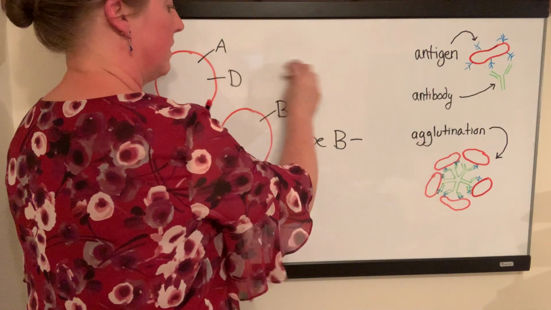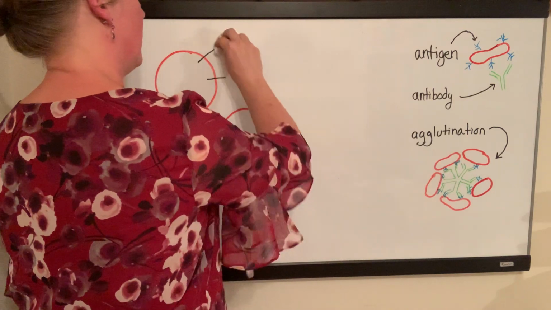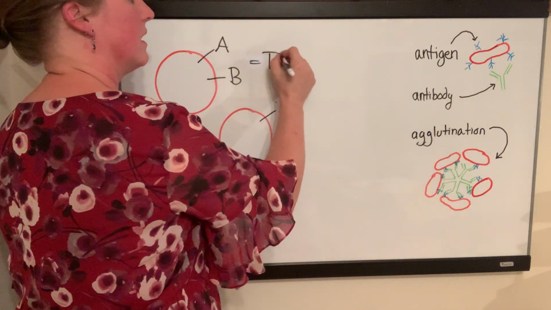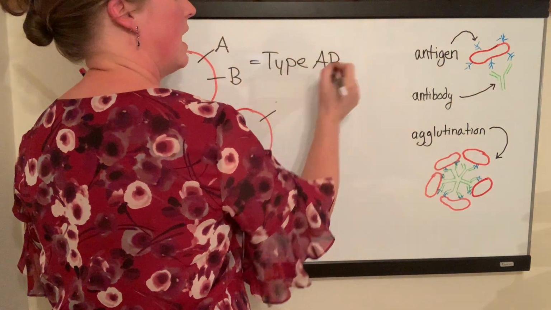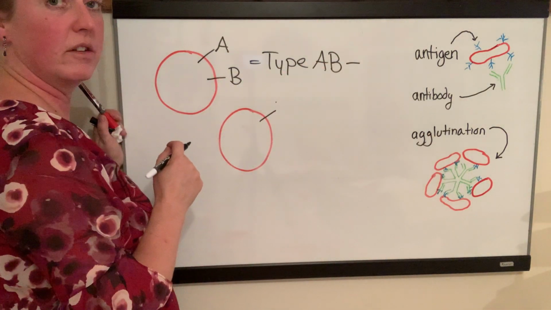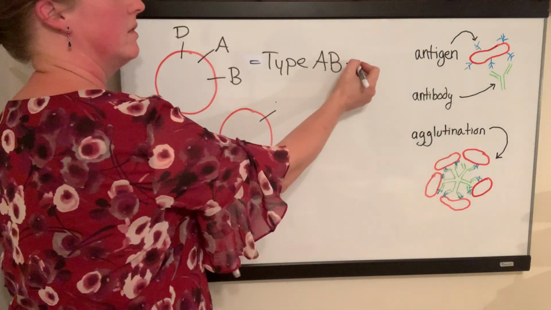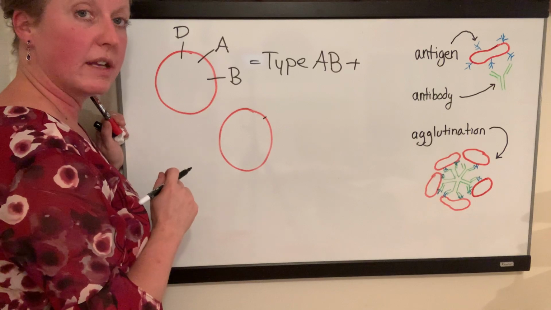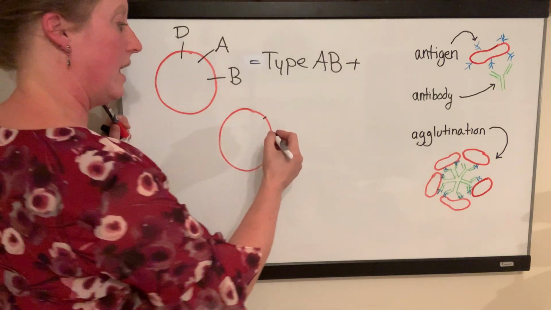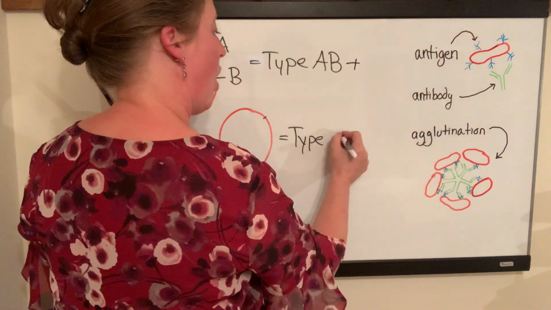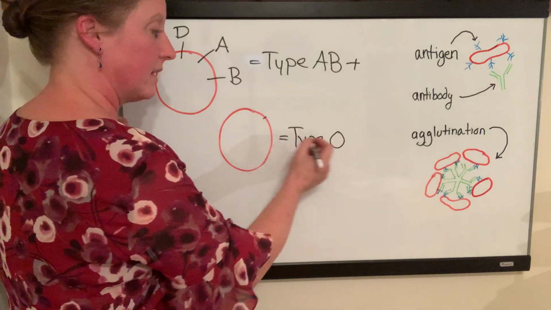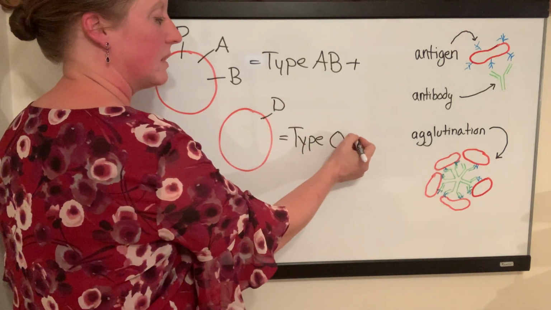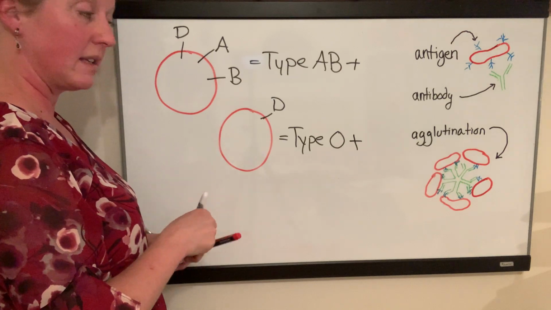Now, we may also have a red blood cell that has both A and B, and that would be type AB. And because there's no D antigen on this, I would say negative. If this did have a D antigen, then it would become AB positive. I also might have a red blood cell that has absolutely no antigens on it. No A, no B, no D. And this is type O because it doesn't have A or B, and because it doesn't have D, it's O negative. Now, if it did have the D antigen, then we would say it was O positive. So those are the basic blood types.